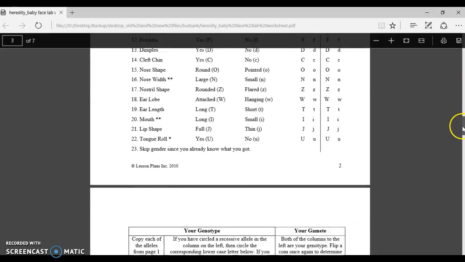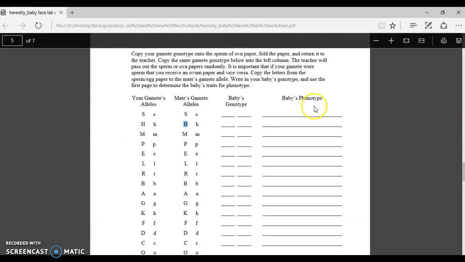Wonderful. You repeat this process until you have all of what that baby would look like. And each time you do it, you have to take what you circled in your gamete and what your partner circled, and each one needs to go on each blank. And then you go back to page 1 to list what it would look like, in what way you would look with those genes or traits.